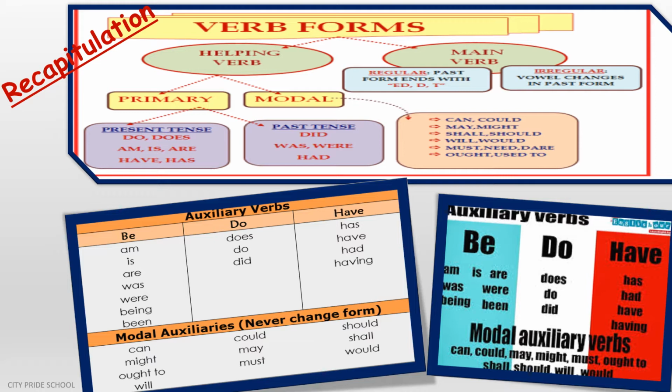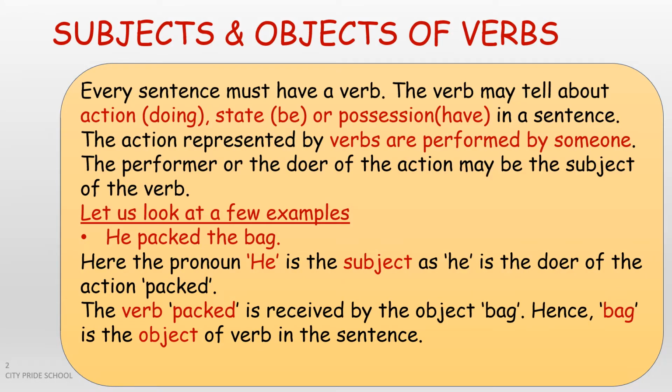But now the topic that we are going to start would be the object of verb. So let's see what it is. Okay, so the topic, as we all know, is object of the verb, but before that we need to know the basic structure of a sentence, and we all know that the structure of a sentence is subject plus verb plus object. That is how a sentence is formed.